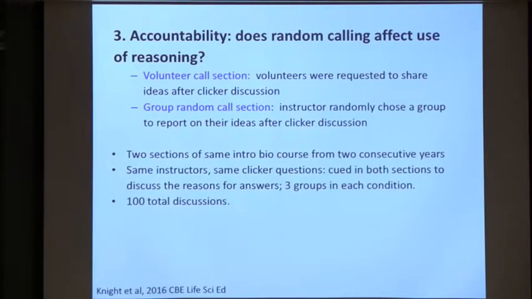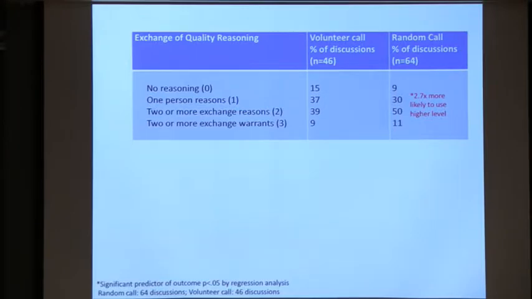So we had data from two consecutive years, so these are not the same students. They're in the same exact class, taught by the same instructors, with the same matched clicker questions, but not the same students. So in the volunteer call section, those students only ever were volunteering, and in the next section, they were only ever being called on in this group random calling way. We analyzed 100 discussions, and here's what we found.